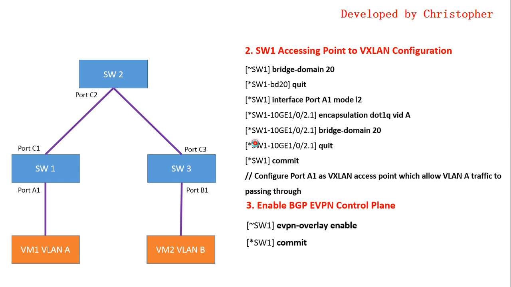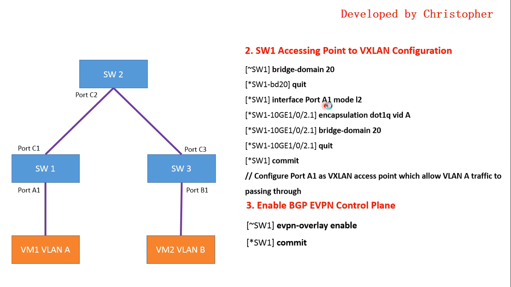VXLAN network, which is a sort of overlay network. And then as you can see, on switch 1 the access point is port A1. Port A1 will take VLAN A and transmit it via the VXLAN tunnel. As you can see, bridge domain 20 means this big layer 2 network is called bridge domain 20, and then quit, and this bridge domain is enabled.